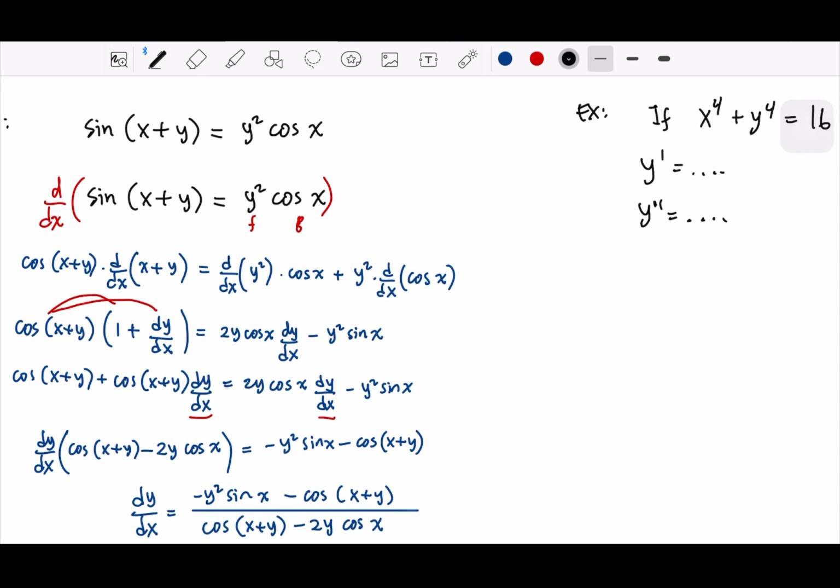Okay. And to get the y double prime, we need to derive the y prime. So, for example, if the question is asking just for this y double prime, you still need to write down the y prime. Okay, that's the process.